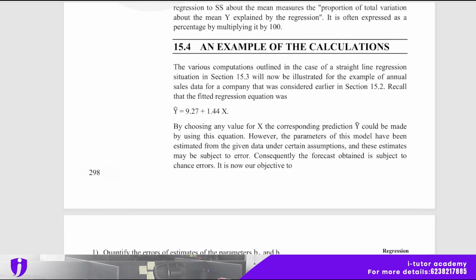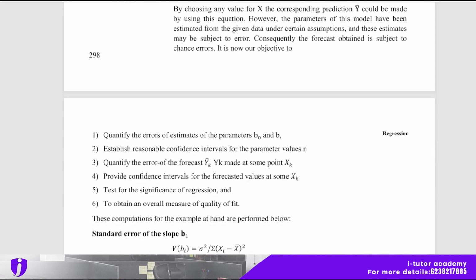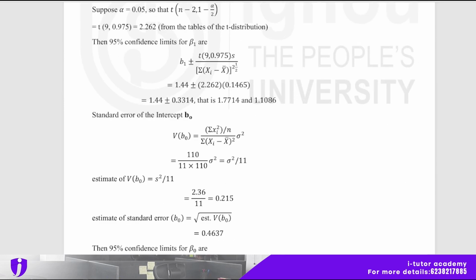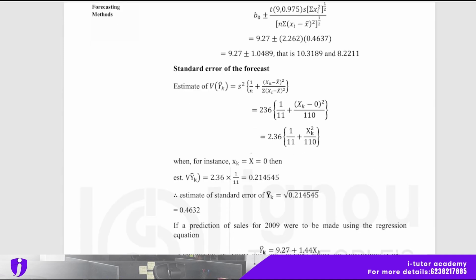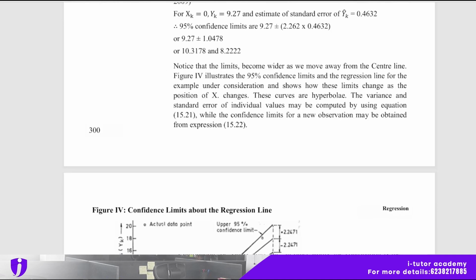Here is an example. The various computations outlined in the case of a straight line regression situation, that is in 15.3, will now be illustrated with the example of annual sales data for a company that was considered earlier in section 15.2. Recall the fitted regression equation, or you can refer to the last video for 15.2. This is the example from a company. Go through this section with the example, the theory becomes more clear.